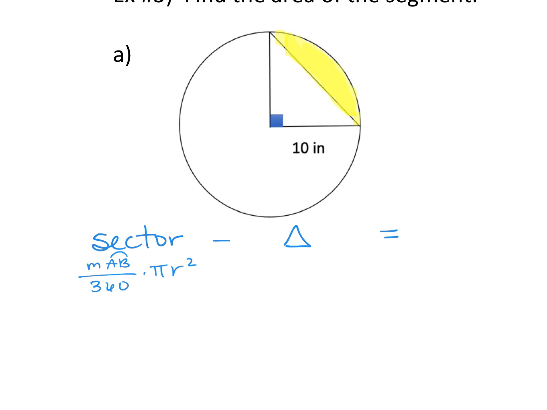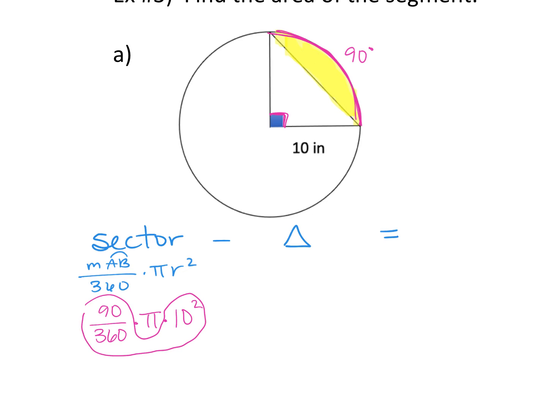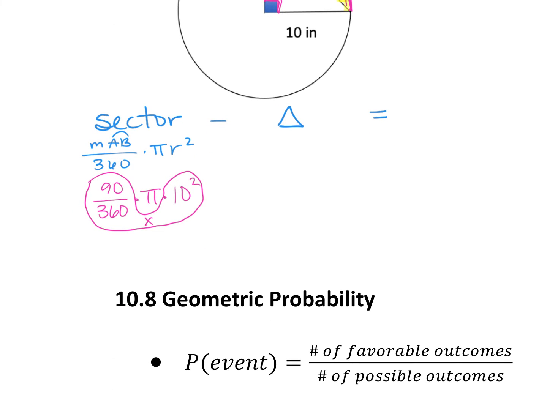What is the measure of your arc? 90, right? If the angle is 90, the arc is 90. So it's 90 over 360 times pi times what? 10 squared, or 100. Again, you plug this into your calculator, 90 divided by 360 times 10 squared. Tell me what you get there. 25 pi. So 25 pi is the area of your sector. Now we subtract.